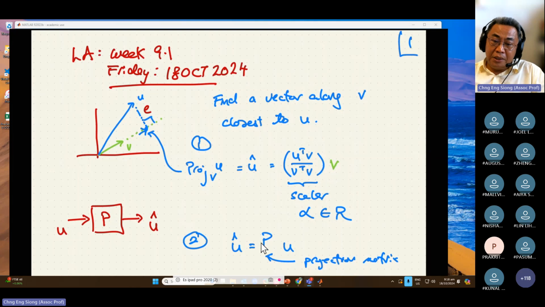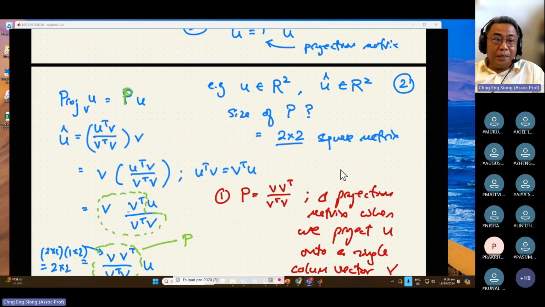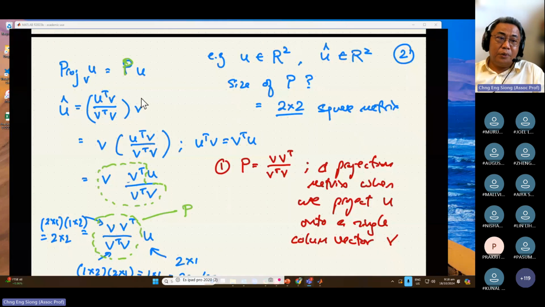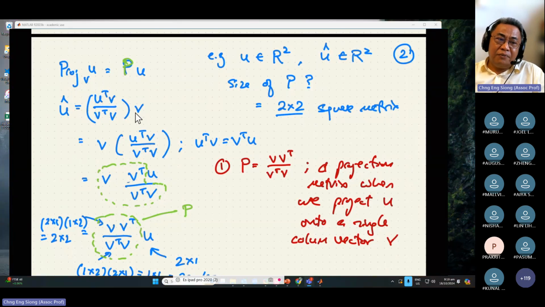And we figure out what P is from this equation above here. How? We manipulate. We manipulate by putting the original equation here and start moving things around. Remember, this is a scalar. This is a vector. The scalar alpha times V, V times alpha, the same thing. So we could move this guy behind. U transpose V is the same as V transpose U. So we change the V transpose U and put it in this way.